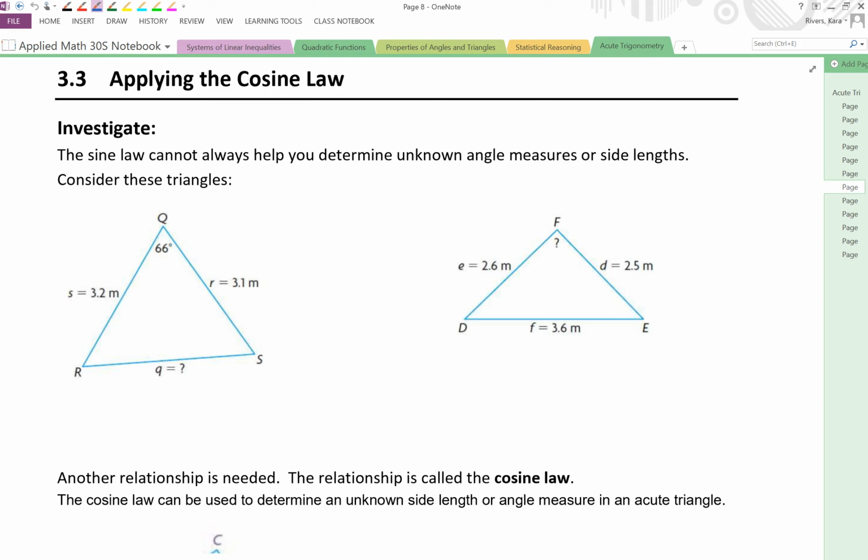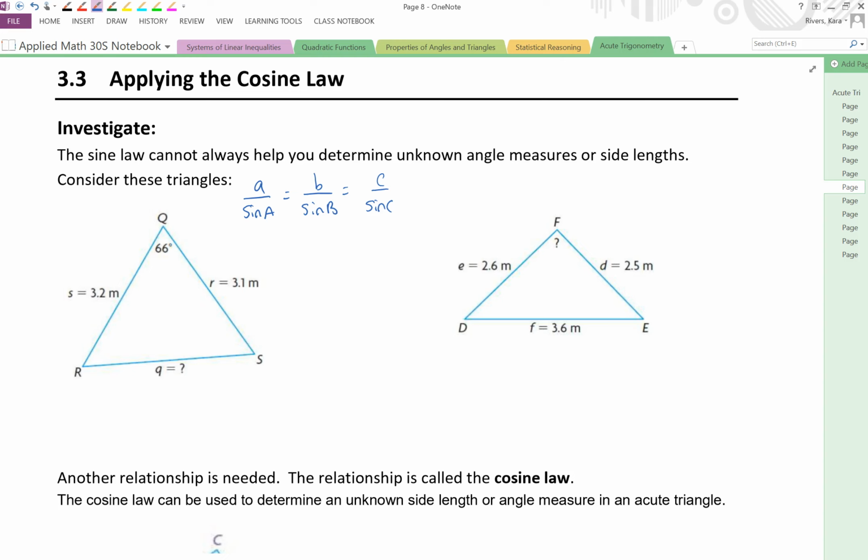It says the sine law cannot always help you determine the unknown angle measure or side lengths. Consider these triangles. If we look at these triangles and try to use the sine law, what might happen? Well, let's first write out the sine law for this first triangle. We're looking for side Q, so we would have a over sine A equals b over sine B equals c over sine C. We're solving for a side length, so we put the lowercase letters on top.